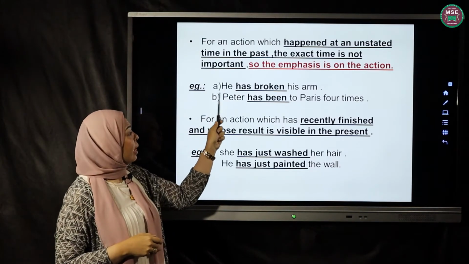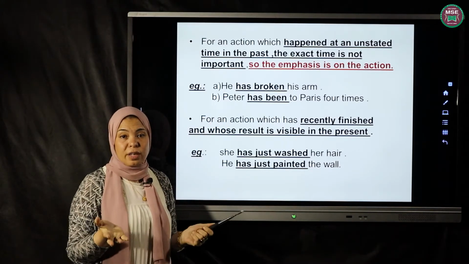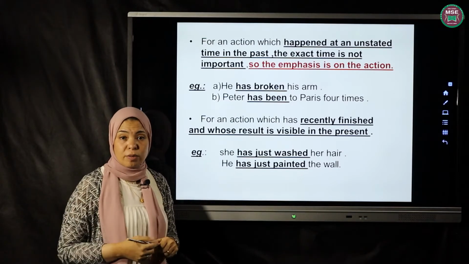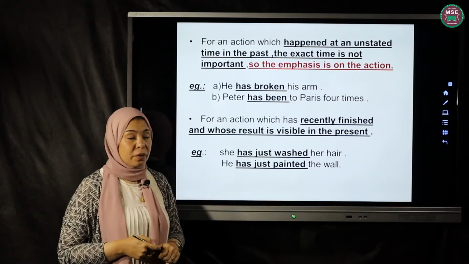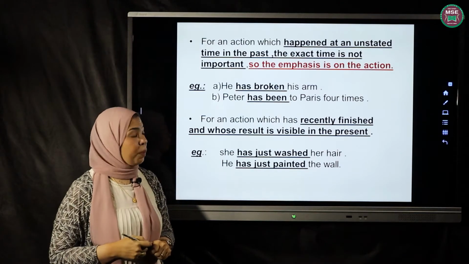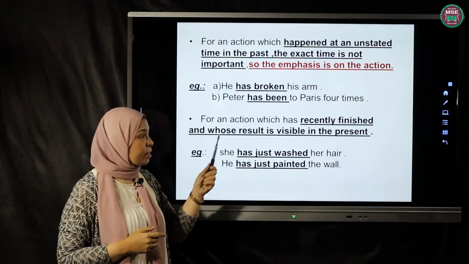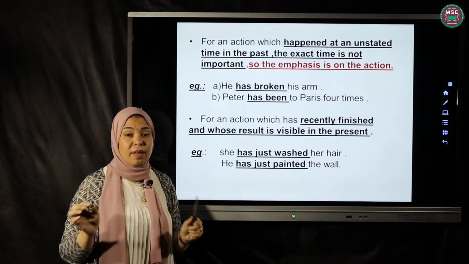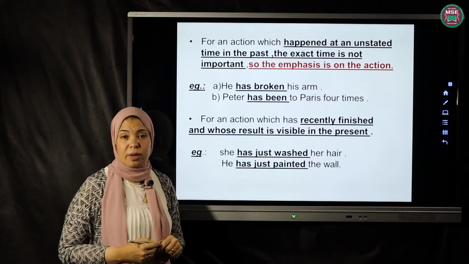Example number 1. He has broken his arm. The action here is very important, that he has broken his arm, or his arm has been broken. The second one, Peter has been to Paris 4 times. This is what's important in the sentence, that he has been to Paris 4 times.